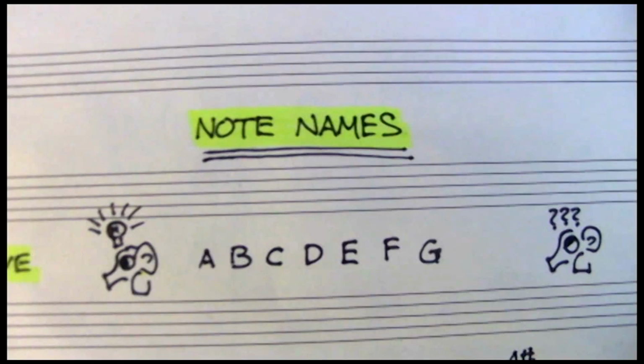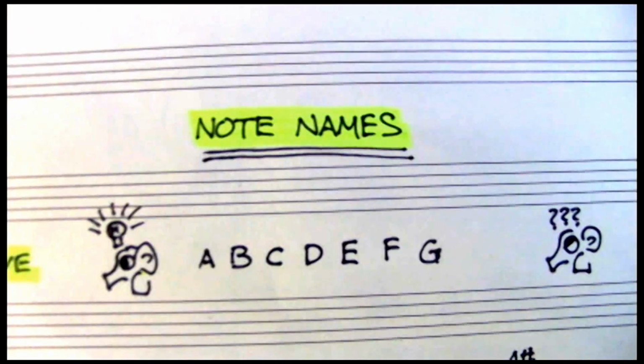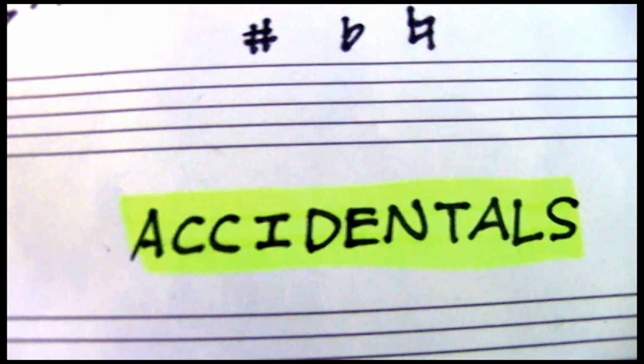Many of you may be familiar with the idea of using letters to represent notes. Specifically, we use the first 7 letters of the alphabet, A, B, C, D, E, F, and G, which those of you counting at home may notice doesn't cover all 12 notes. We fill in the gaps with something called accidentals. These are the sharps and flats you may have heard of.